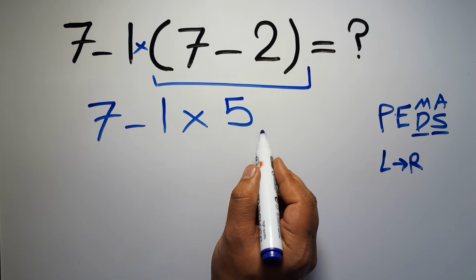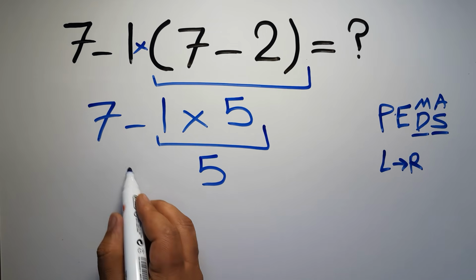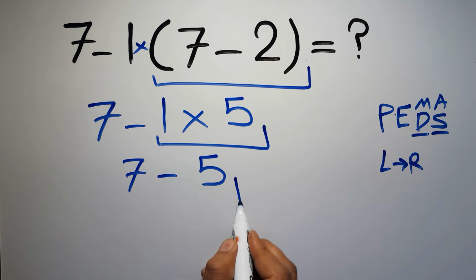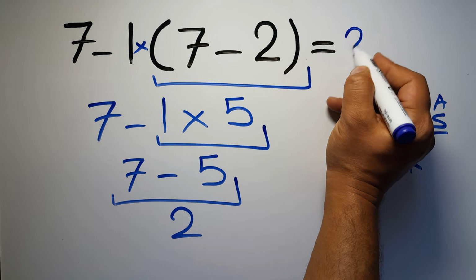1 times 5 equals 5. So 7 minus 5, which gives us 2. And this is our final answer to this problem. The correct answer is 2.